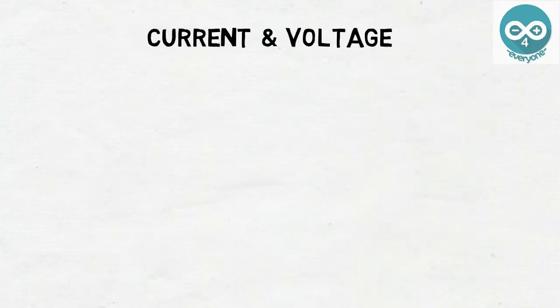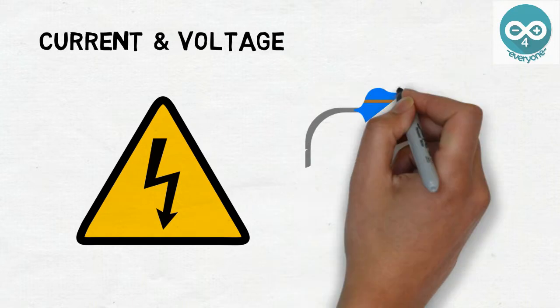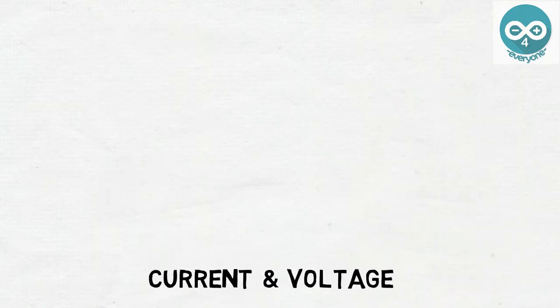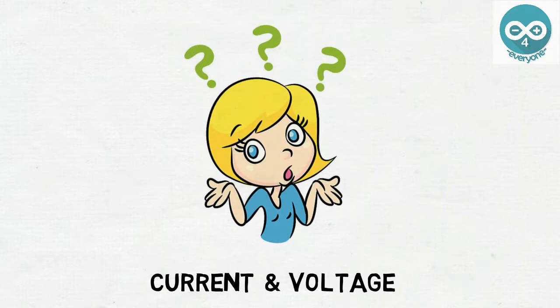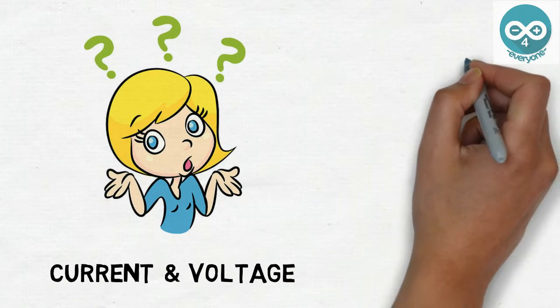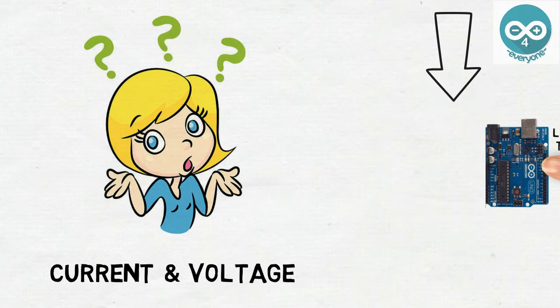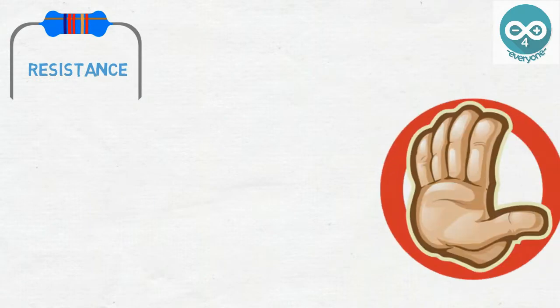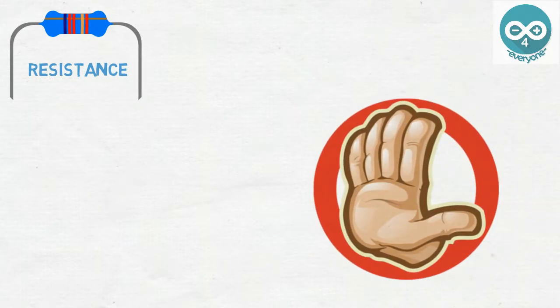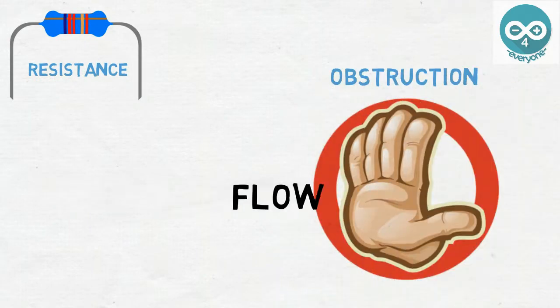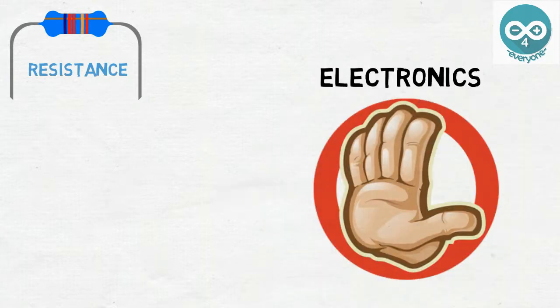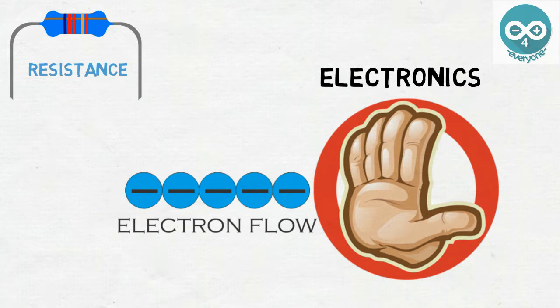Now that you know about current and voltage, let's try to understand resistance. If you have no idea about current and voltage, I would suggest you watch my previous video by clicking here so that you can get an idea about it. So now coming back to the topic, resistance, as the name suggests, is kind of an obstruction to the flow of anything. In terms of electronics, resistance is an obstruction to the electron flow.